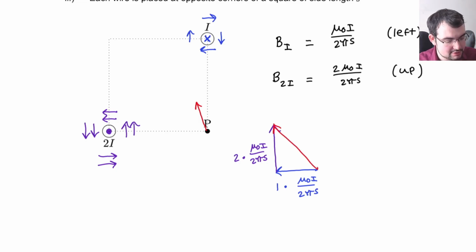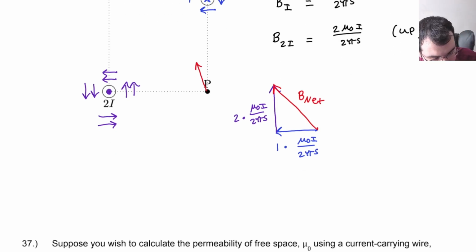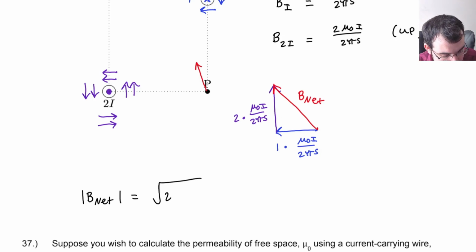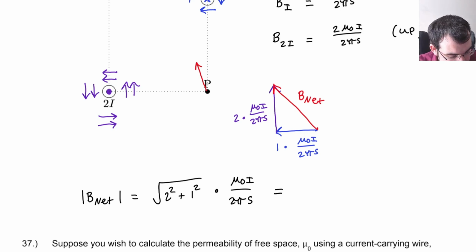Because we know our answer is going to be some number now times mu naught I over 2 pi s. So this is our net B field. So let's do that. Of course, this is just the Pythagorean theorem. The magnitude of our net B field is just going to be, the number in front is just going to be 2 squared plus 1 squared under a square root. And everybody had mu naught I over 2 pi s in common. 2 squared is 4, 1 squared is 1, 4 plus 1 is 5. So I get root 5 in front times mu naught I over 2 pi s.